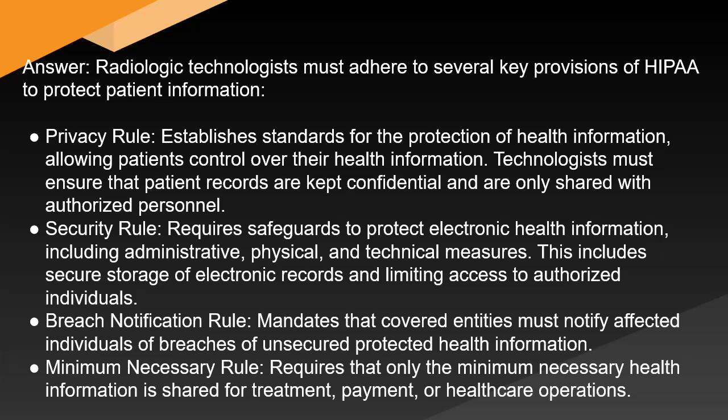The Security Rule requires safeguards to protect electronic health information, including administrative, physical, and technical measures. This includes secure storage of electronic records and limiting access to authorized individuals. The Breach Notification Rule mandates that covered entities must notify affected individuals of breaches of unsecured protected health information. The Minimum Necessary Rule requires that only the minimum necessary health information is shared for treatment, payment, or healthcare operations.